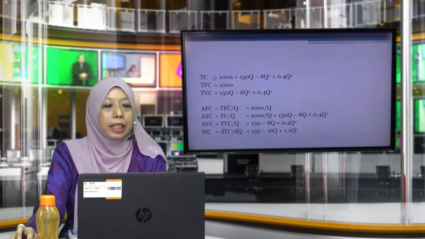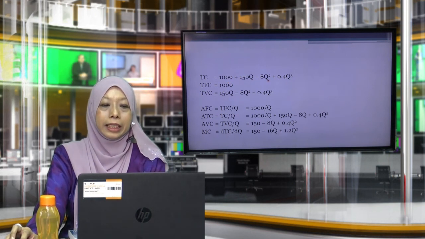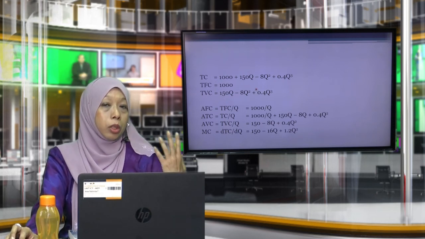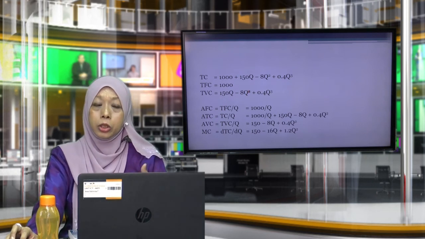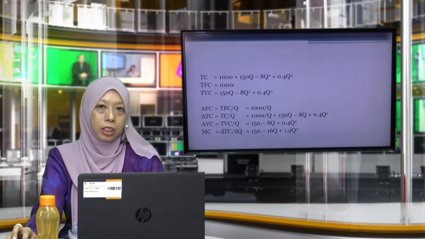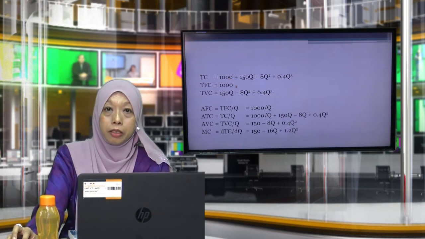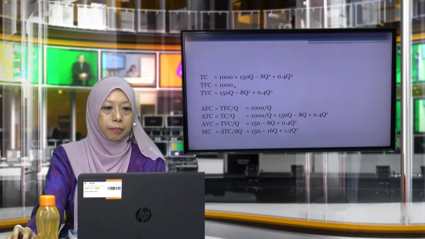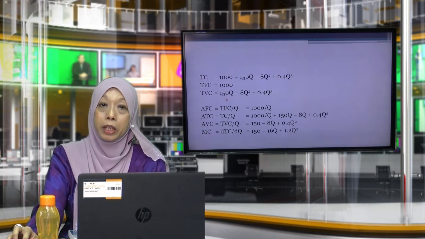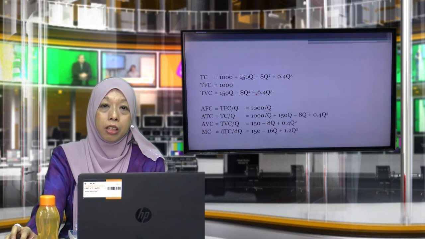Remember that your total cost function is 1000 plus 150Q minus 8Q squared plus 0.4Q to the power of 3. Before we derive the required functions, first of all you need to decide what your fixed cost and variable cost are. Remember, fixed cost is the constant value in your cost function. Since 1000 is the constant value, 1000 is the fixed cost. The remaining component is your variable cost. So in this case, 150Q minus 8Q squared plus 0.4Q to the power of 3 is your variable cost.